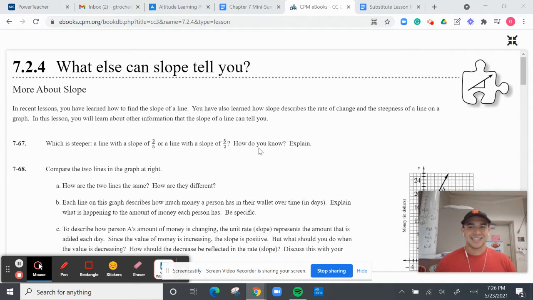7.2.4, CC3 8th grade book. What else can slope tell you? And we're going to get started.